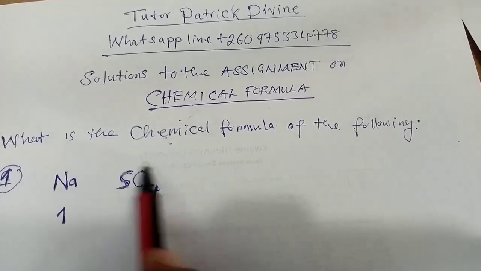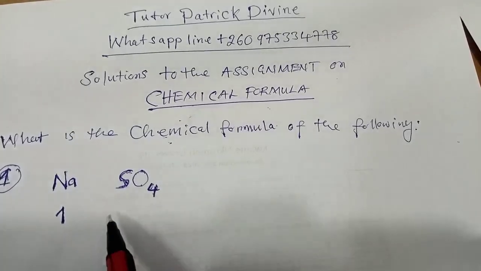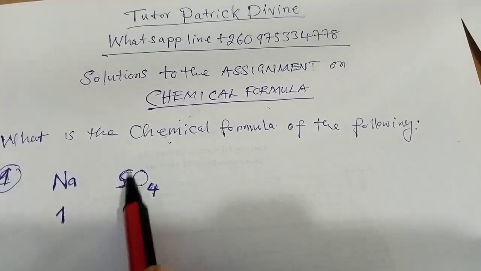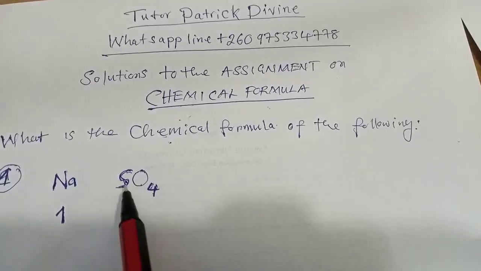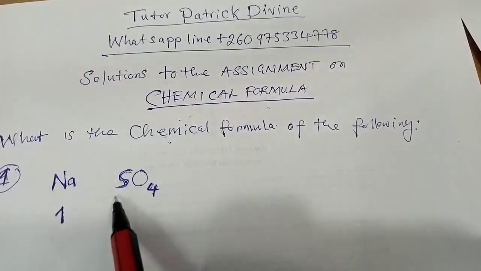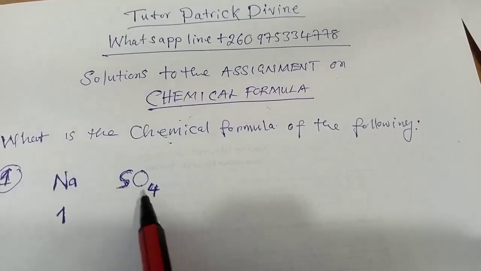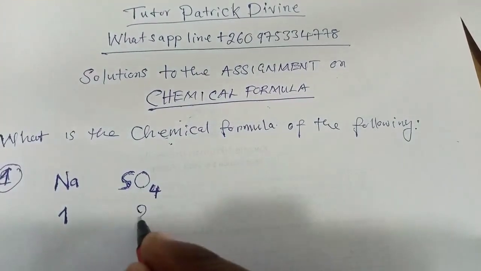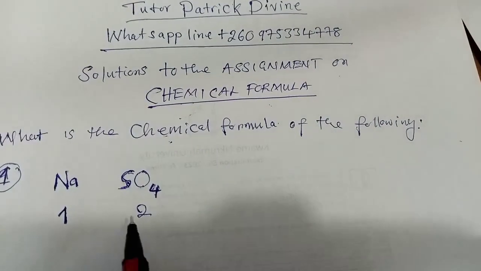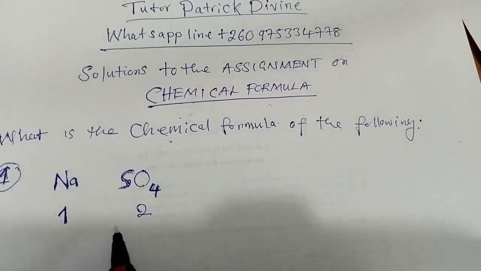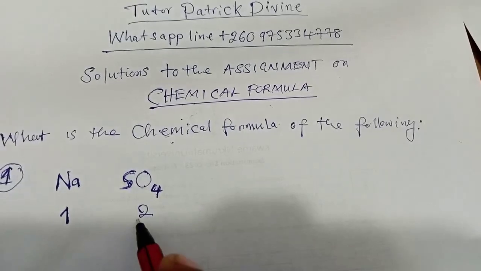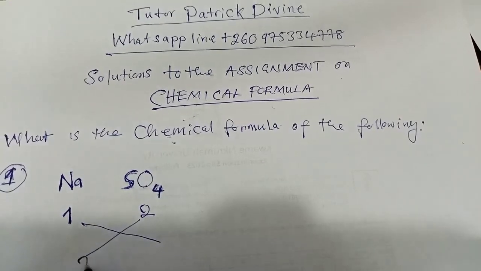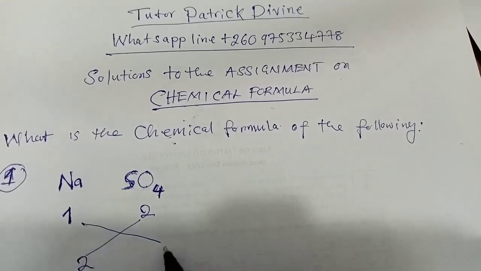So you need to know its valence number. I gave you these radicals. This is one of the radicals, and it is not found on the periodic table. This is how it is written: capital S, capital O, then the 4 down there. This one has a valence number of 2. And then the next thing that I said is to swap their valence numbers. You swap their valence numbers, then this 2 comes here, this 1 comes here.